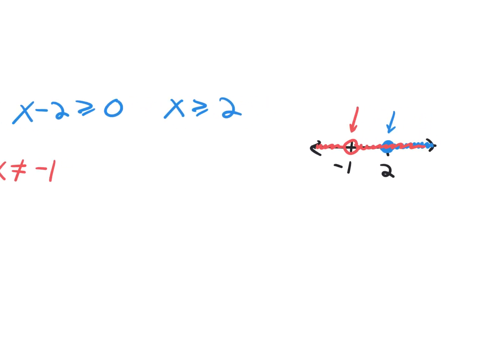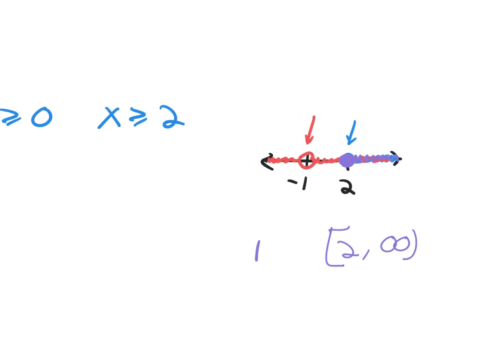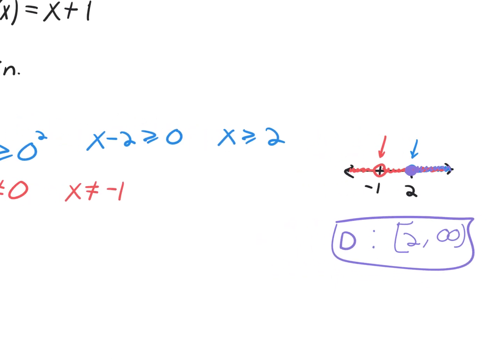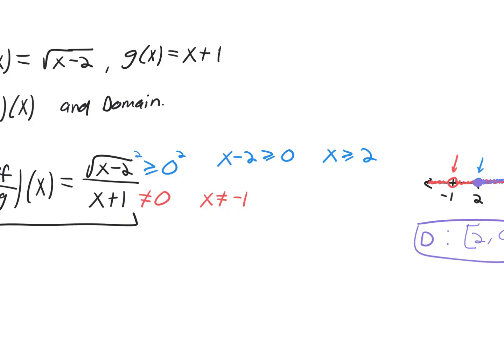Where do the red and blue overlap? On 2, and then where else? To the right of it, right? So I'm going to start here at 2, and then it's going to go to the right. So then our domain has to be from 2 to infinity. It can go forever and ever. So this is our domain. All right, so I'm going to do a little bit of extra practice for you guys.